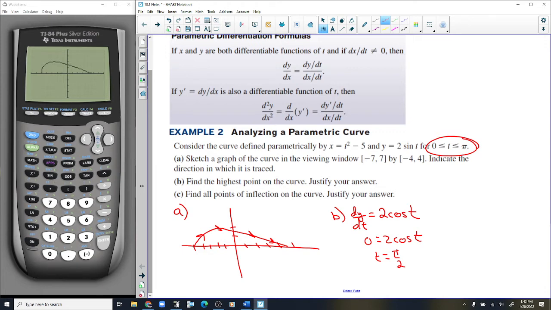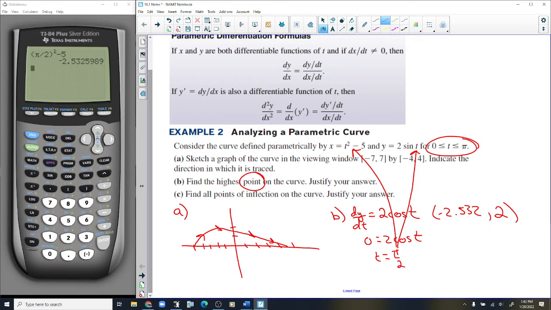But it says find the highest point. So now we're going to plug pi over 2 in for the t's here. I don't know what pi over 2 squared is, so we're going to use a calculator to find those. So we can go pi divided by 2, squared, and then minus 5. So -2.532, and then pi over 2 in for sine is 1, and that's 2. So there's the highest point.